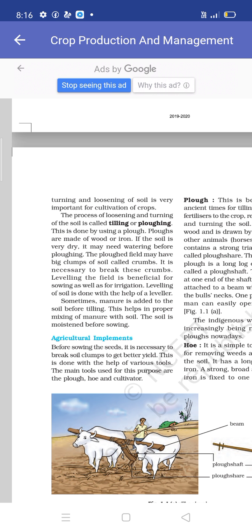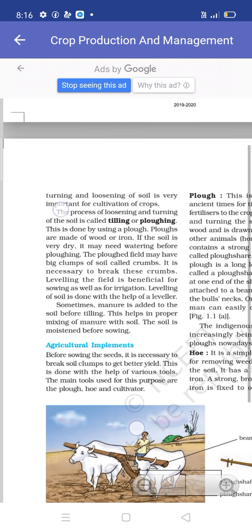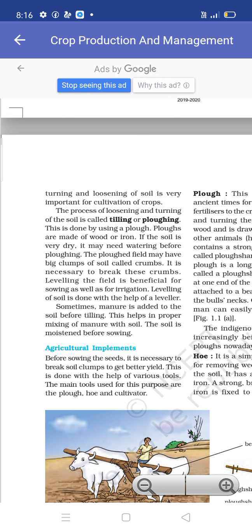When the soil is very dry, the ploughed field may have big clumps of soil called crumbs. Many big stones and big crumbs may also be there on the soil. The leveling of the field is beneficial for sowing as well as for irrigation. And sometimes manure is also added to the soil before tilling.